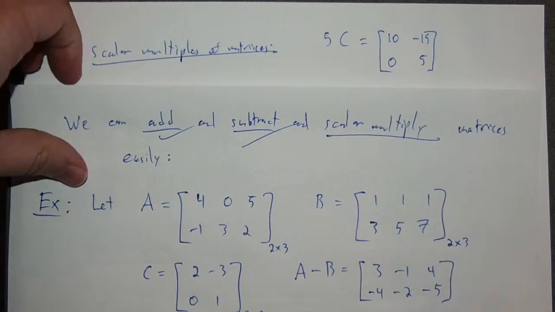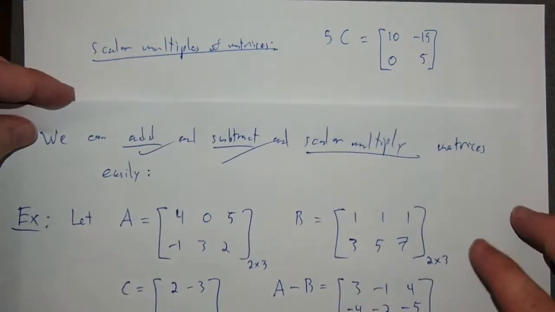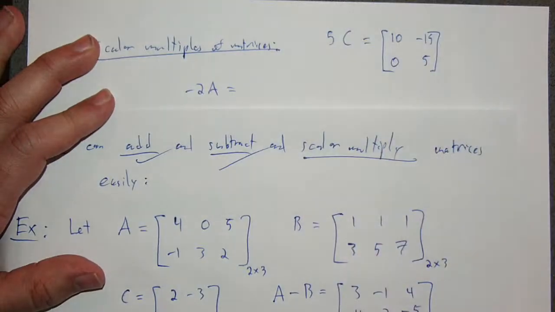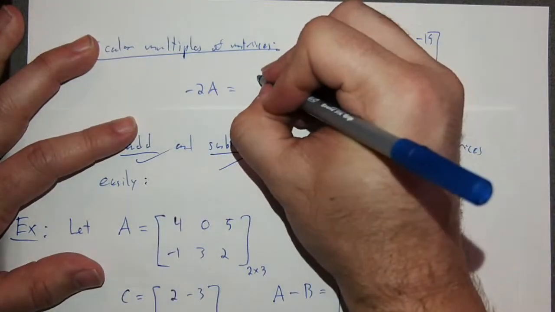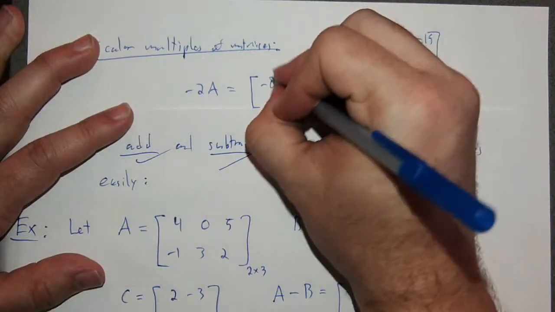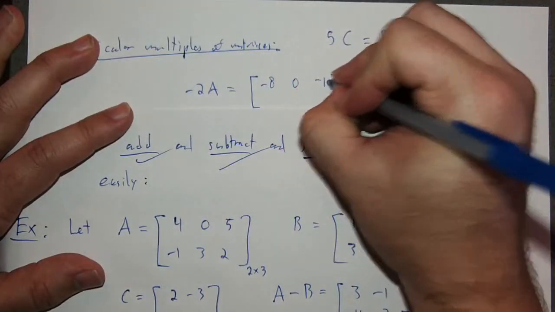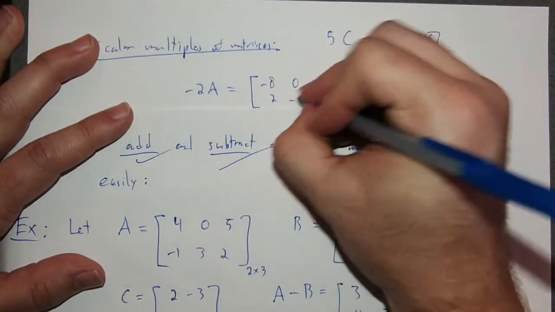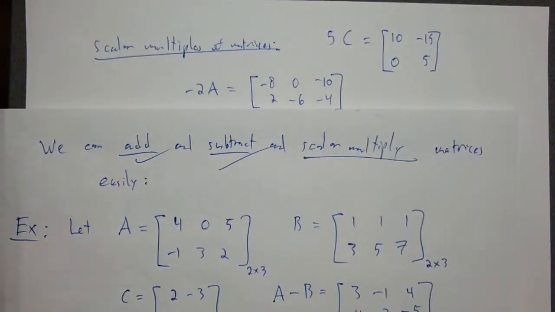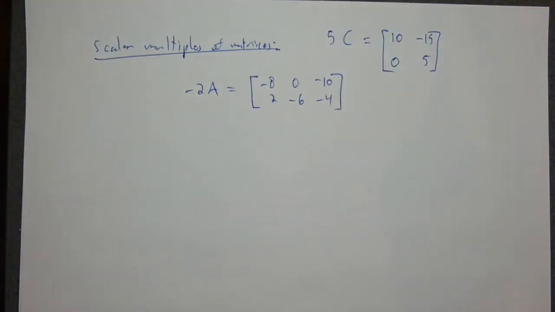Similarly, I could do the same thing for A. Let's do minus 2 times A. Minus 2 times A would be the matrix minus 8, 0, minus 10, 2, minus 6, minus 4. All right, so that's how scalar multiplication works.